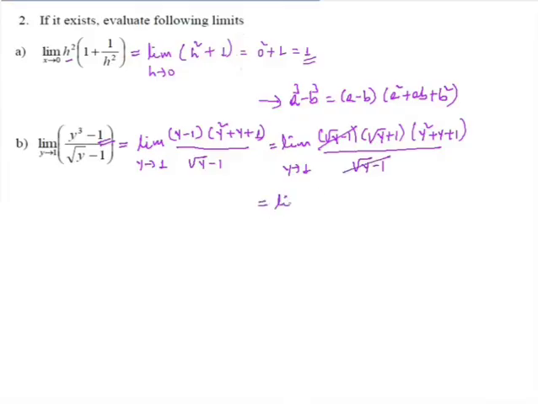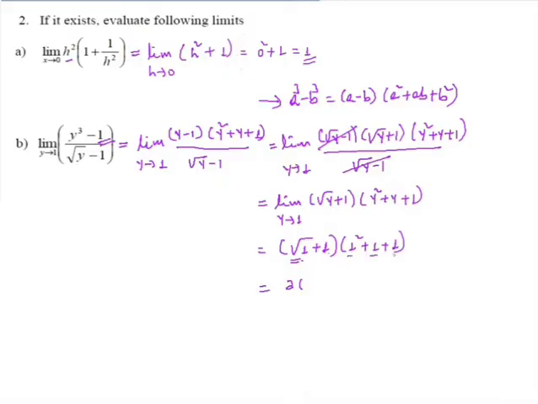This is the same as the limit of radical y plus 1 times y square plus y plus 1. Now you can directly substitute y equals 1: radical 1 plus 1 times 1 square plus 1 plus 1. Radical 1 is 1, plus 1 is 2, so this becomes 2 times 1 plus 1 plus 1, which is 3. So the result is 6.